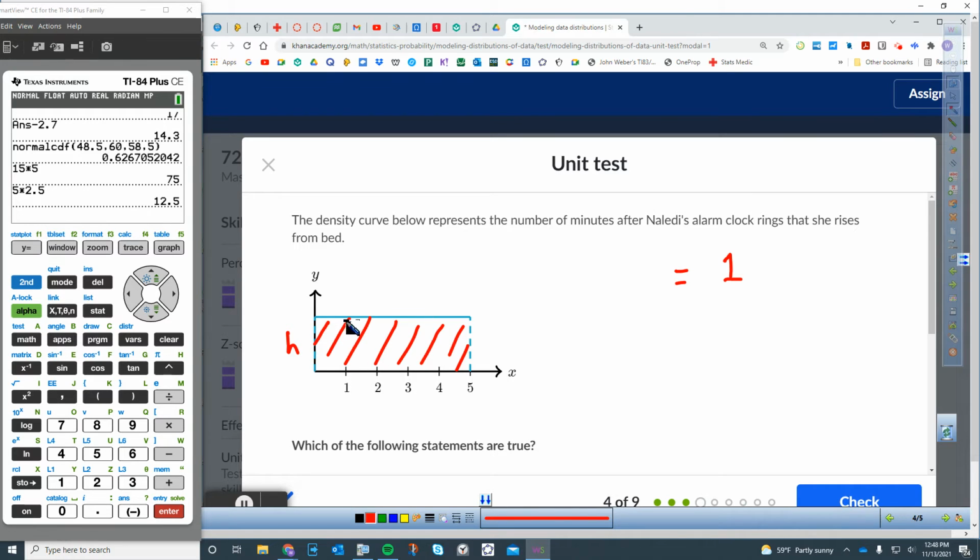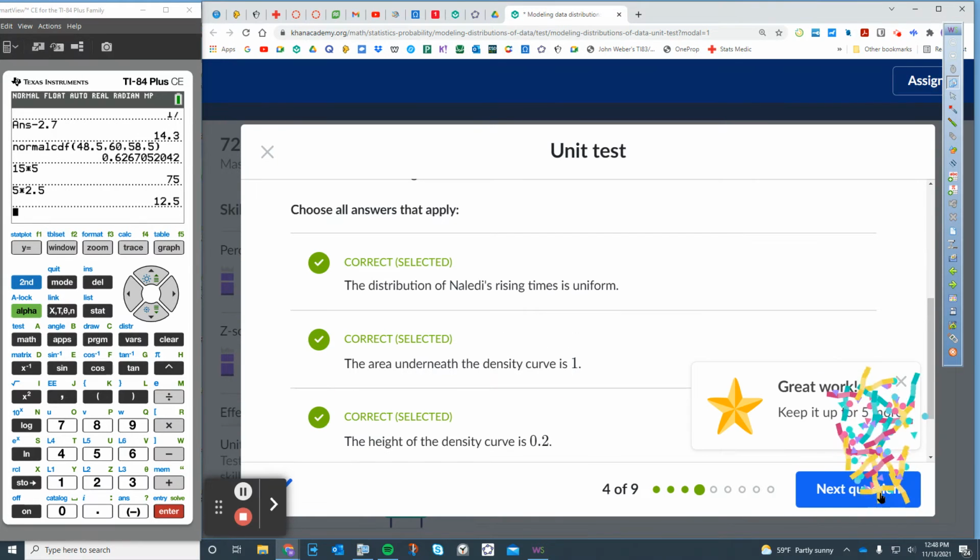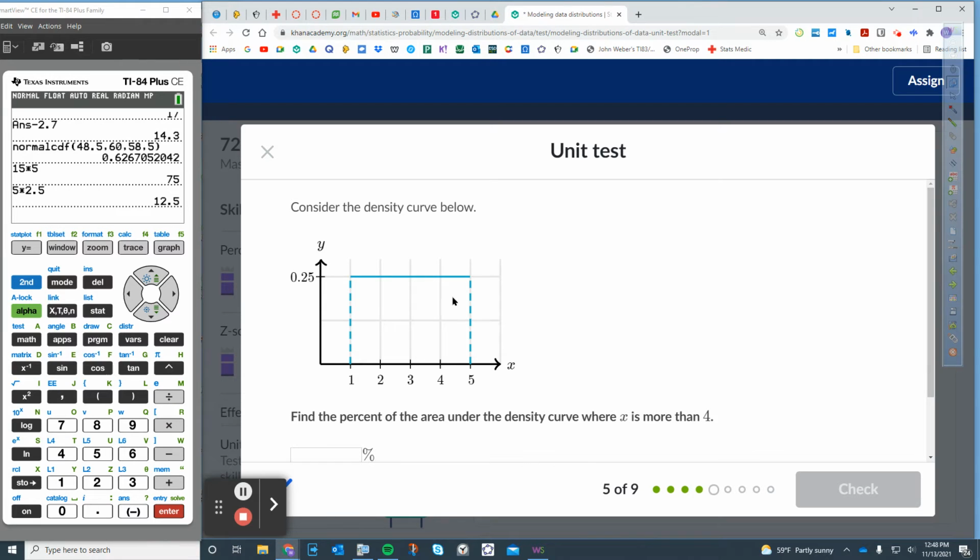So how do we find the area of this rectangle here? So it'll be h times the width, sorry, the length here is 5. So to get rid of the 5, you divide by 5 on both sides, right? So that's your height here. Your height is equal to 1/5, which is 0.2. So this is correct. The height of the density curve is 0.2, right? It's all correct. Okay. So, oh, another density curve here, which is another rectangle.